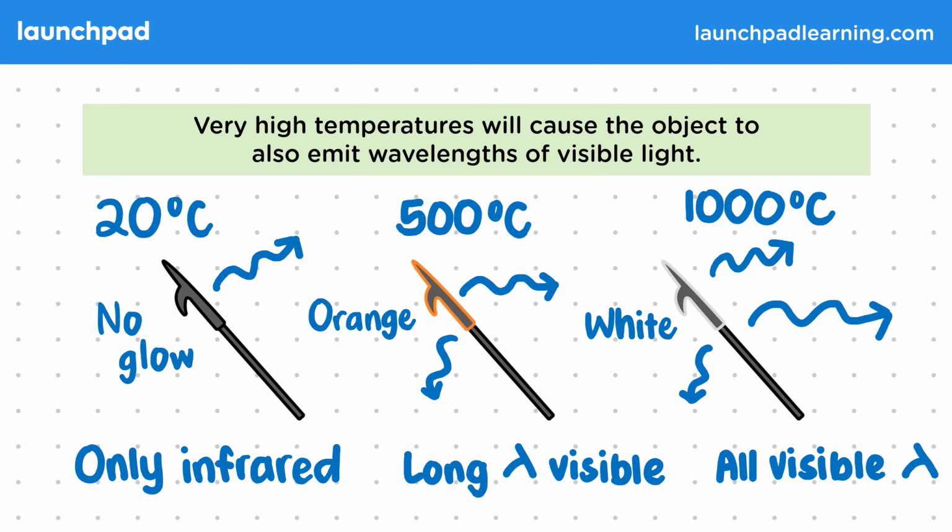For your exam, you won't be expected to recall these exact temperatures and colours, but you will need to be able to explain how an example like this demonstrates emitted wavelengths changing with temperature.